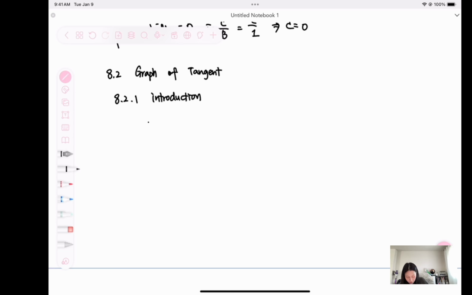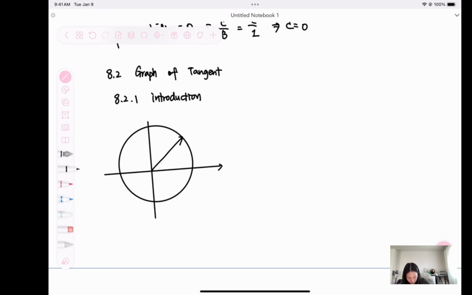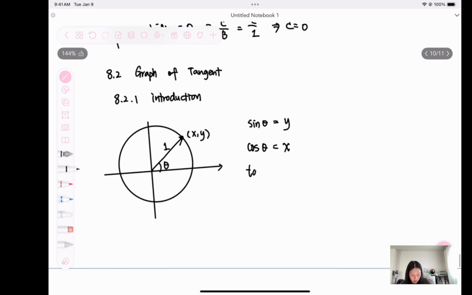Okay, so let's do a quick reminder. In a unit circle, we have an angle theta. Remember that this is a unit circle, and at this point is x and y, and we know that sine theta is equal to y, cosine theta is equal to x, and tangent theta is equal to sine theta over cosine theta, which is y over x.